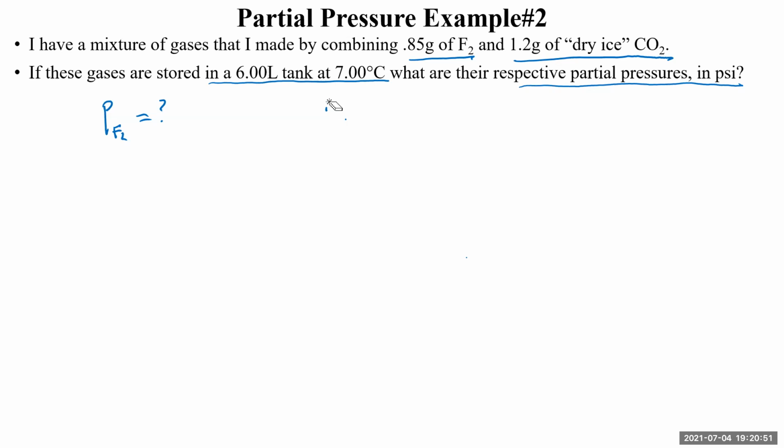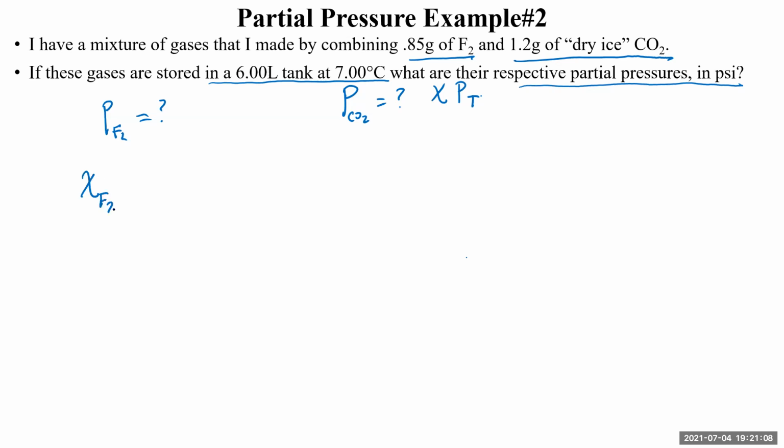Let me rewrite this a little bit more nicely. Partial pressure of carbon dioxide equals what? So we know it's going to equal the mole fraction multiplied by total pressure. So what are our mole fractions? Let's calculate the mole fractions of each one.